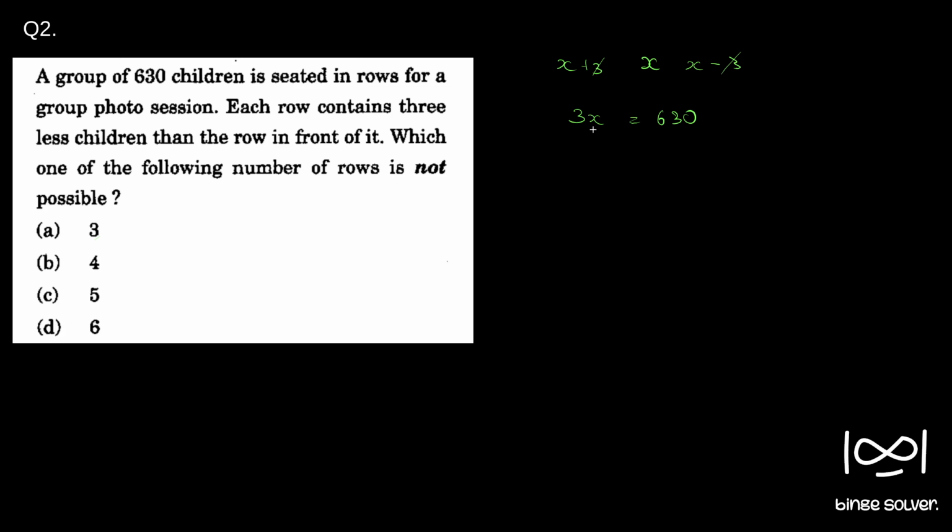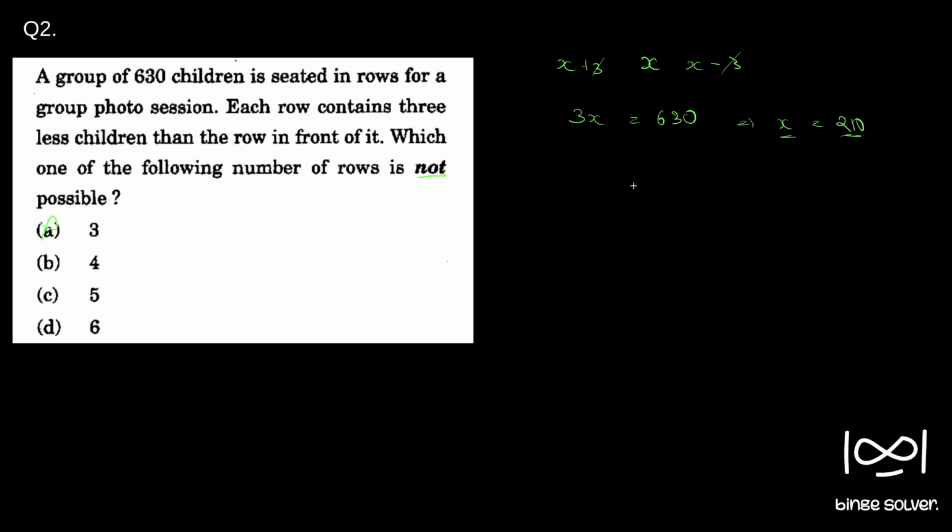So the sum is 3x and x will be 630 by 3, which implies x is equal to 210. So we are getting a whole number, so this arrangement is possible. So 3 is not the answer, since it is asking for not possible ones.